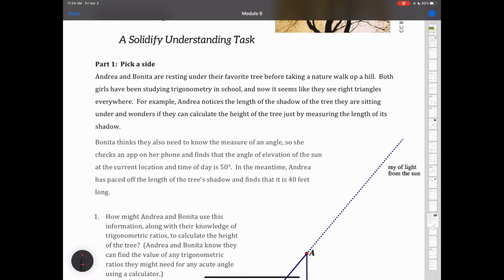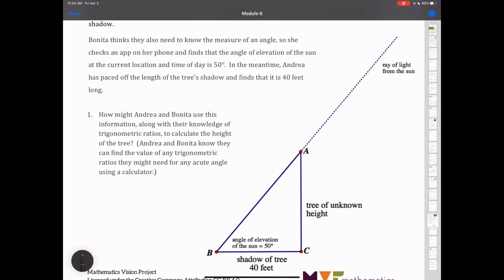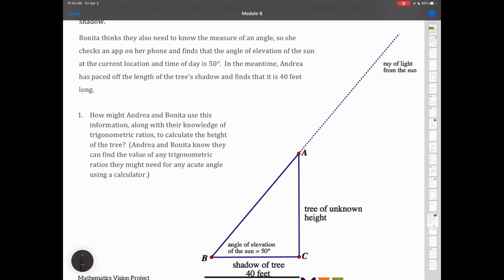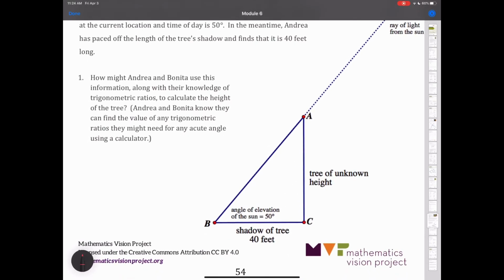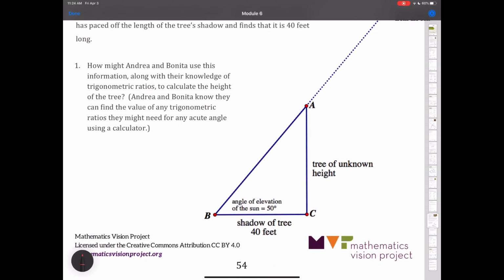Benita thinks they need to also know the measure of an angle, so she checks an app on her phone and finds that the angle of elevation of the sun at the current location and time of day is 50 degrees. In the meantime, Andrea has paced off the length of the tree shadow and finds that it is 40 feet long. So our question here, and we've got a handy diagram down there, is how might Andrea and Benita use this information along with their knowledge of trigonometric ratios to calculate the height of the tree? So we need to find this.